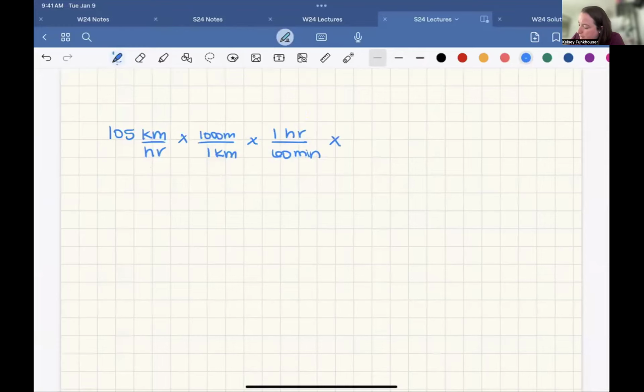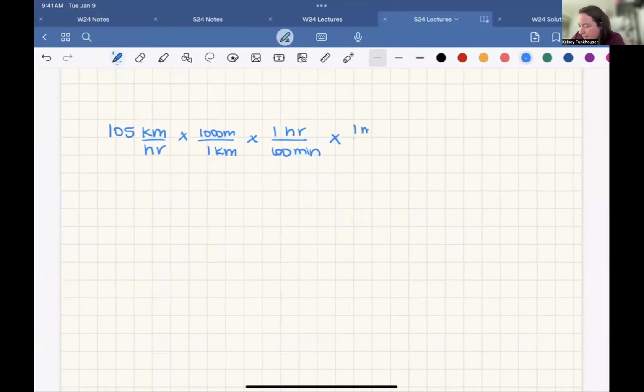And finally, going from minutes to seconds. So 1 minute is 60 seconds. So let's look at our units. So we have kilometers here and here, so those cancel. We have hours there and there, so those cancel, but then that leaves us with meters per minute, but we can cancel out the minutes. So that leaves us with the units of meters per second. And this is 29.7 meters per second for the initial velocity.